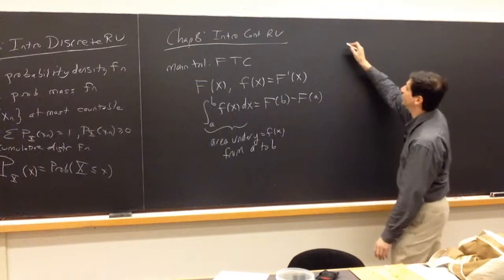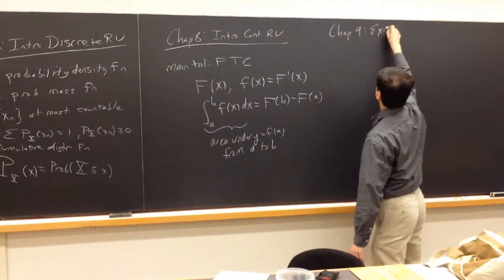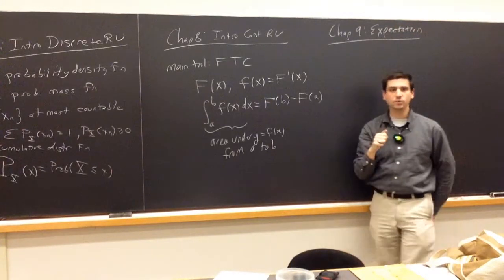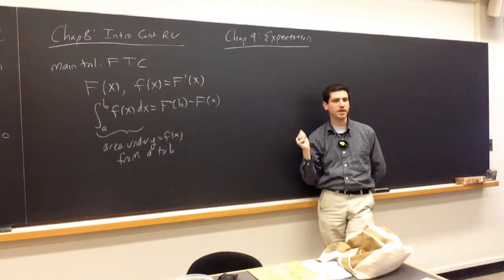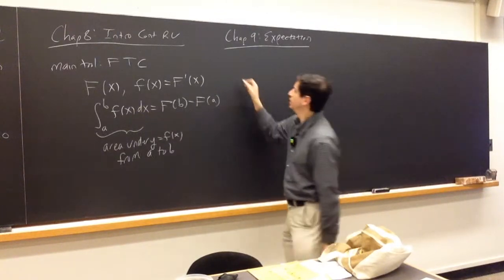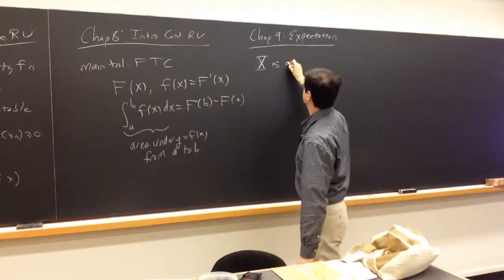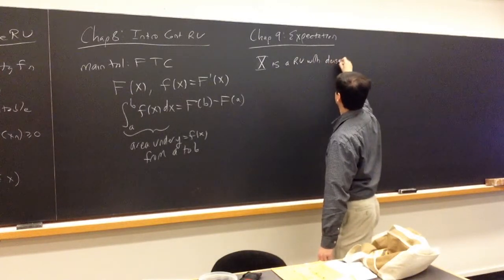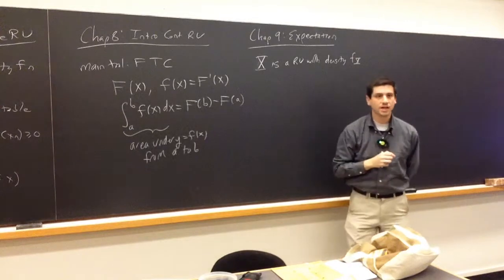All right, so what I want to do now is move to Chapter 9, expectation. So I'm going to start with the definition of what we're going to be looking at, and then I'm going to try to review some things from Calc 3. So X is a random variable with density f of x.